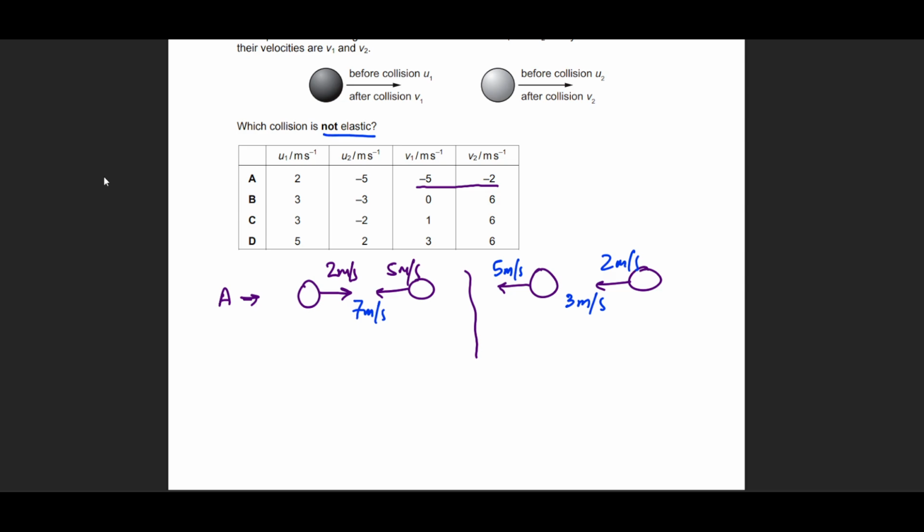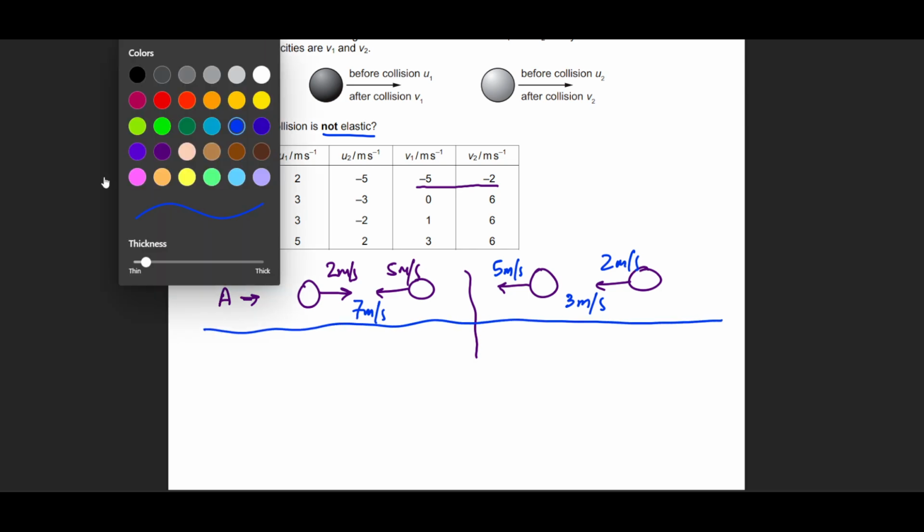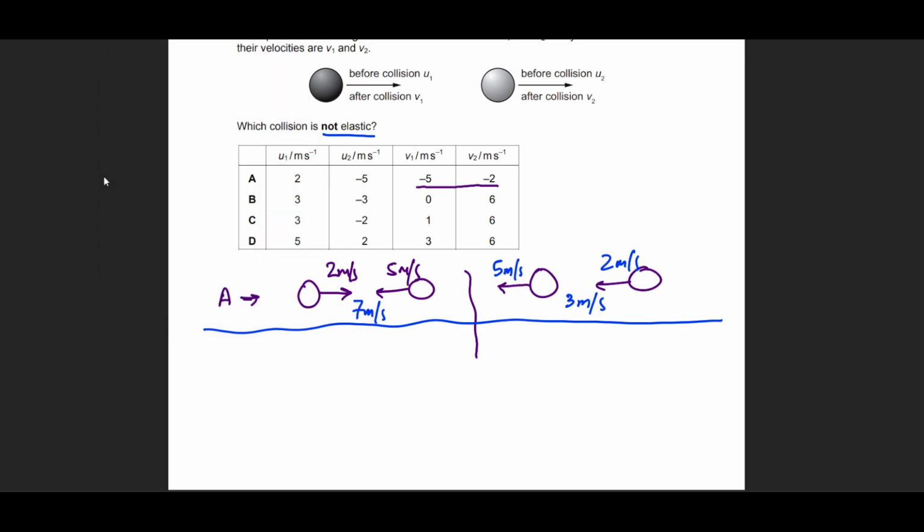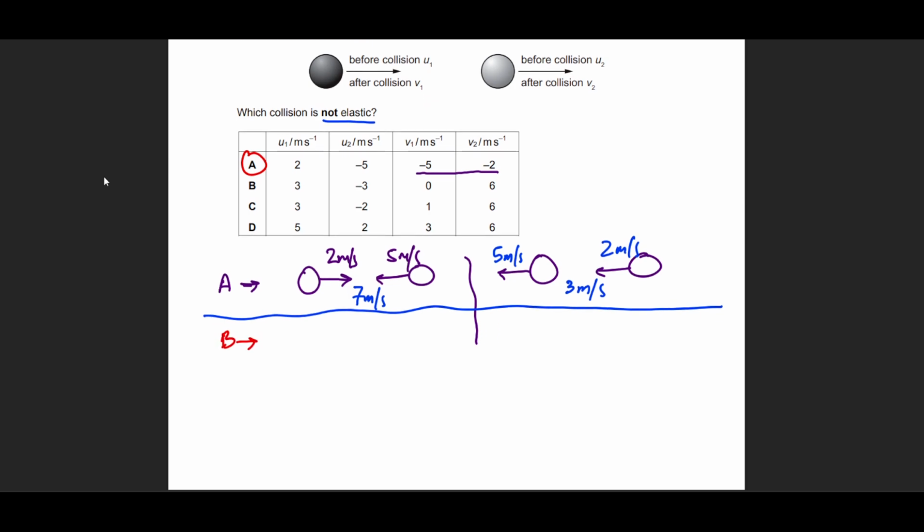The question says specifically which one is not elastic. We know that the case in which the relative speed rule fails will be a non-elastic case. So the answer is option A, but for the sake of practice, we will apply this rule to the other options as well. The answer is A. But let's apply this to option B as well to fully understand the concept.